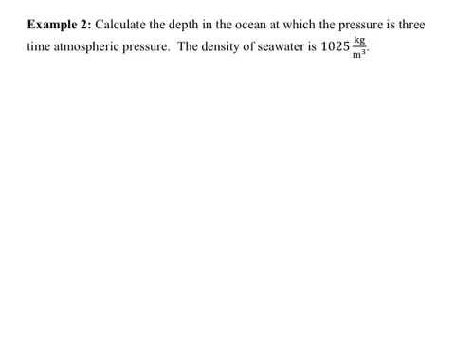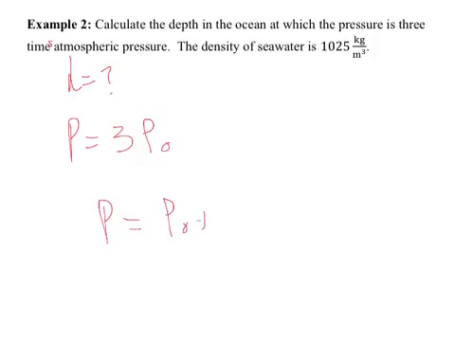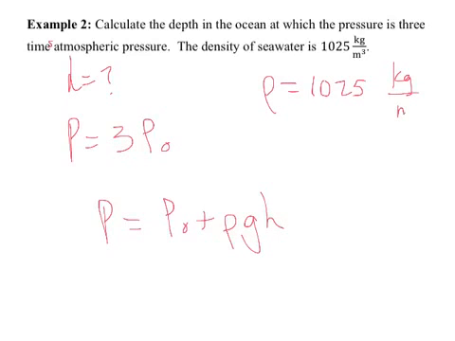Example 2 says, calculate the depth in the ocean at which the pressure is 3 times atmospheric pressure. The density of seawater is 1,025 kilograms per cubic meter. Let's put a little S right there. Now, we want to figure out what the depth is, so right away we're looking for h in this problem. We know that the pressure is triple atmospheric pressure, so 3P0. We know that the formula for pressure is P equals P0 plus rho gh. Well, rho in this case is 1025, that's in kilograms per cubic meter.